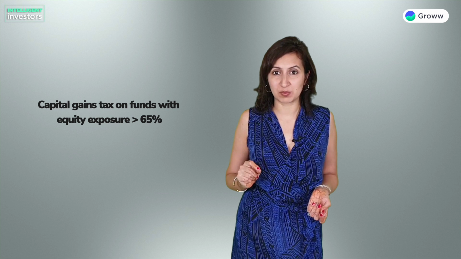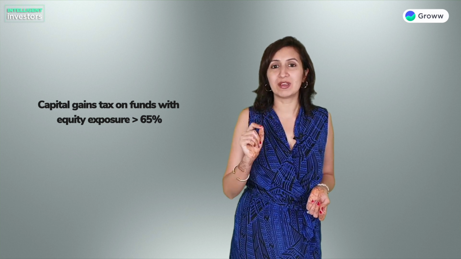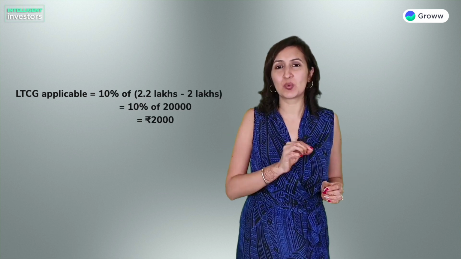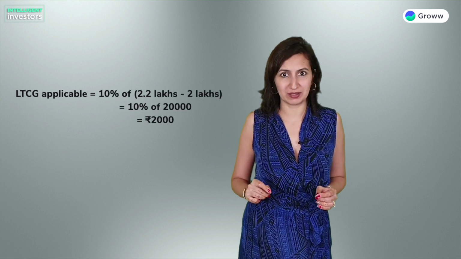The tax applicable on STCG and LTCG is also different depending upon the equity exposure. For funds with greater than 65% equity exposure, a holding period of less than 1 year has an STCG of 15% on the capital gains. For the same category of funds, for a holding period of greater than 1 year, LTCG of 10% is applicable only on the gains over Rs 1 lakh per financial year. For example, if an investor has seen capital gains of Rs 2.2 lakhs over a holding period of 2 years, the LTCG applicable is 10% of Rs 2.2 minus 2 lakhs or Rs 2,000 only.